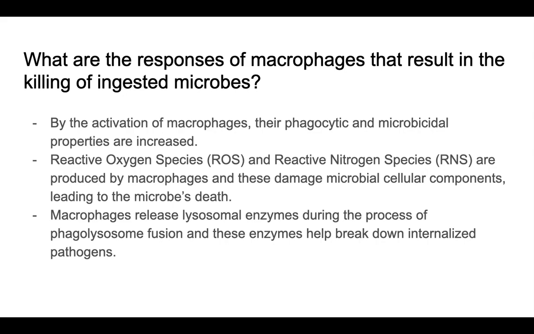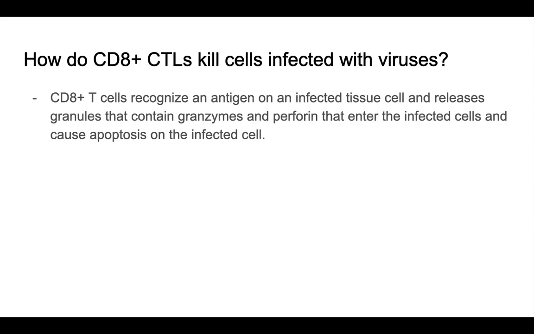What are the responses of macrophages that result in the killing of ingested microbes? By the activation of macrophages, their phagocytic and microbicidal properties are increased. Reactive oxygen species and reactive nitrogen species are produced by macrophages, and these damage microbial cellular components, leading to the microbe's death. Macrophages release lysosomal enzymes during the process of phagolysosome fusion, and these enzymes help break down internalized pathogens.